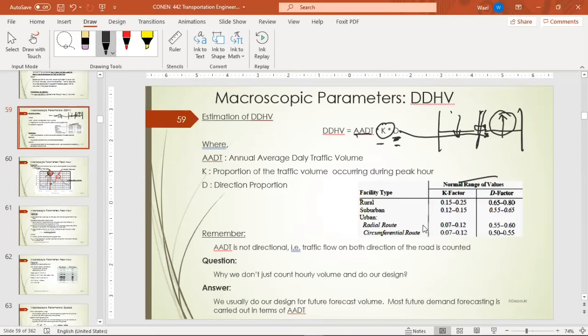For example, if you look here, the D factor, let's say we take 0.65. That means 65% going in that direction, and in the other direction we have 35%. Okay, so this D factor determines the split, if we say that this direction is congested. The congested direction gets 65% of the traffic volume, or that's the peak direction during the peak hour. Clear, shabab?